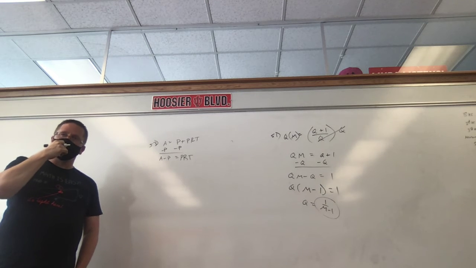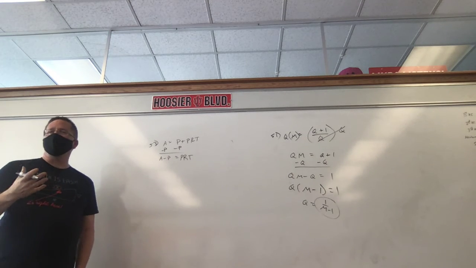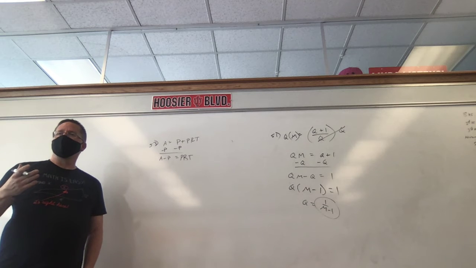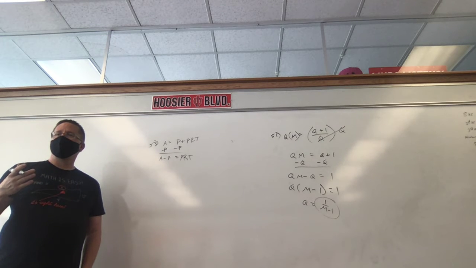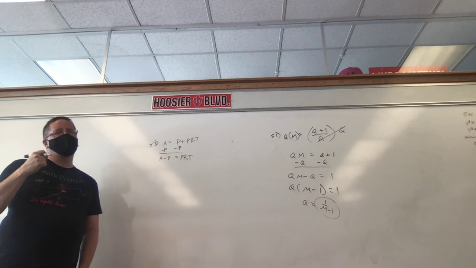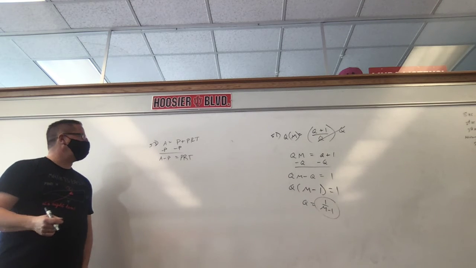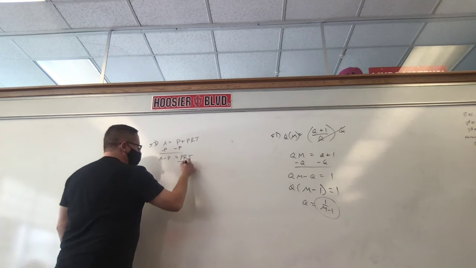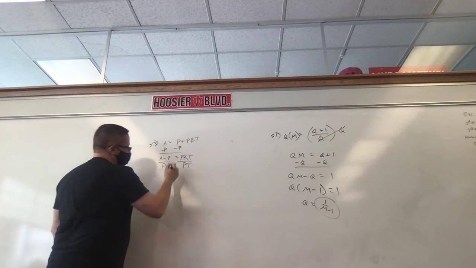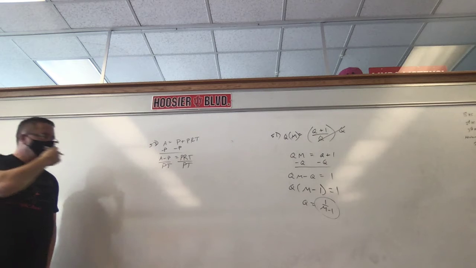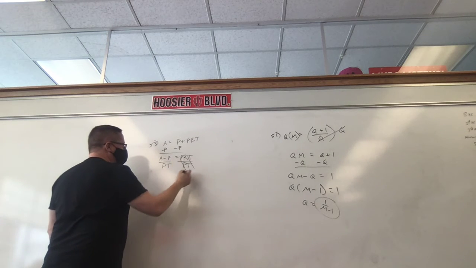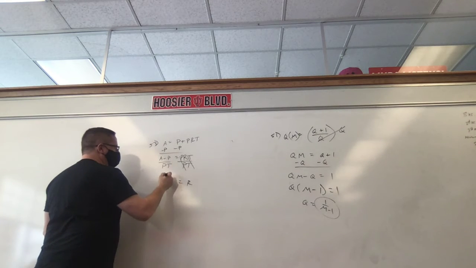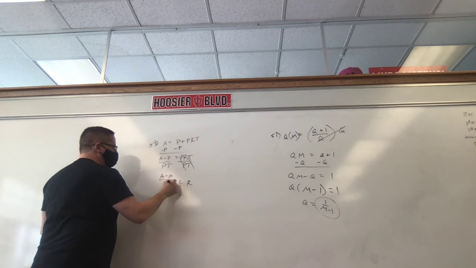I'm being real picky here. Because of multiplication, it's still the same thing as P R T, and you're throwing in a word I don't like. You said divide by P and T. Just PT, let's just say divide by PT. Okay, so the P's cancel and the T's cancel, so R equals A minus P over PT.